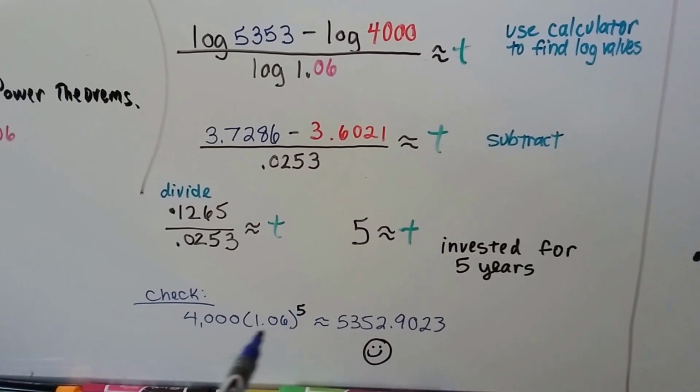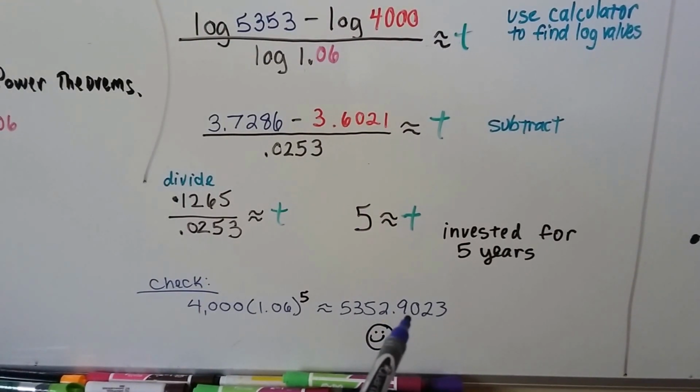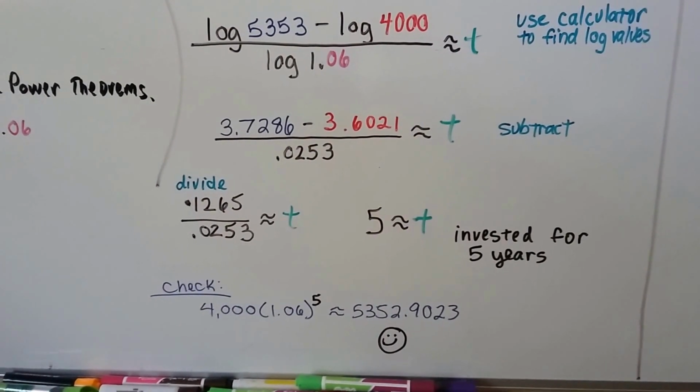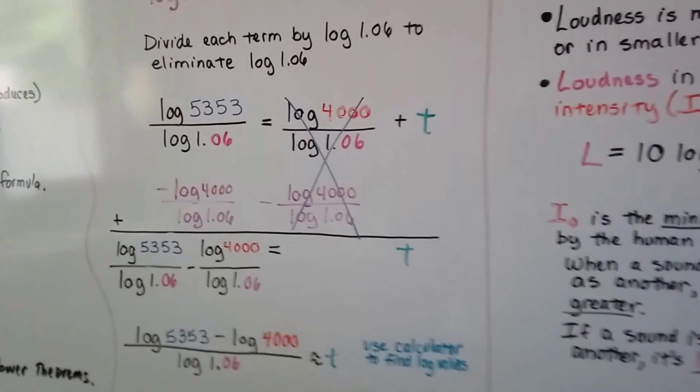We can take that 5 and put it back into the equation as the exponent, and we can see that it's almost 5353. This 90 cents makes us round up to 5353, doesn't it? All right? Let's do this with loudness of sound.